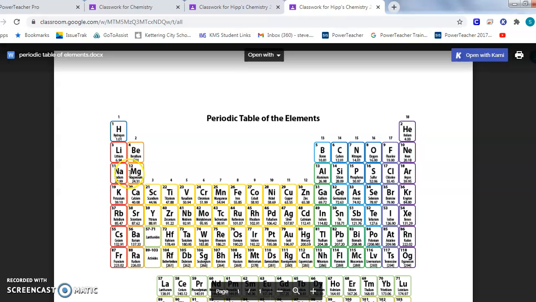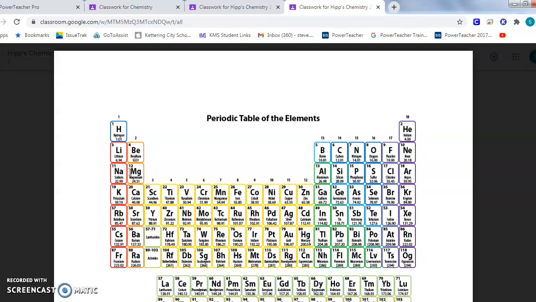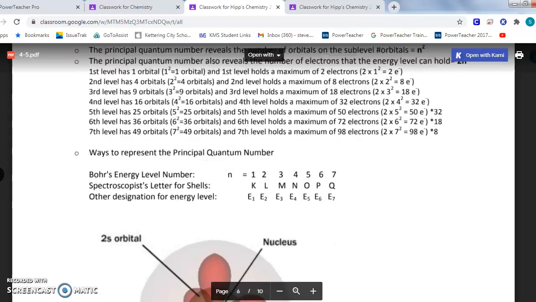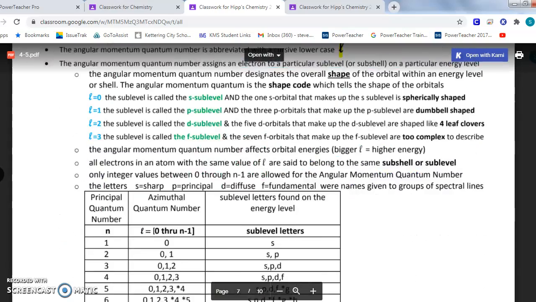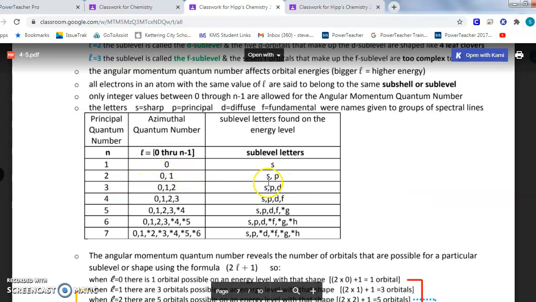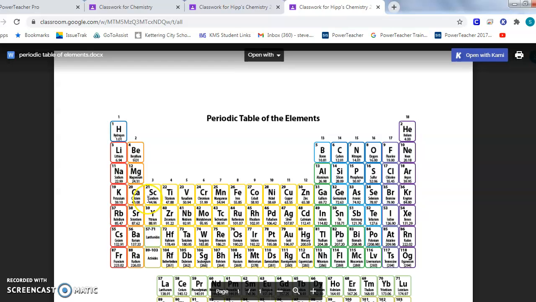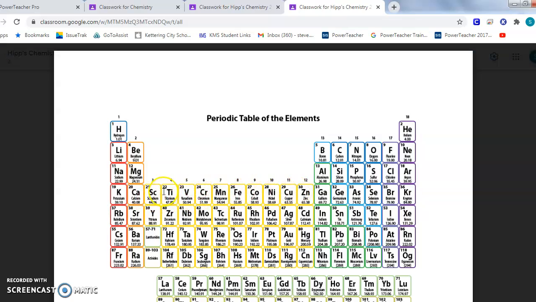Third level. Wait, we're missing 10 on the third level. Here's my first 10. Is this the 3d right here? Remember, the third level, if you recall, has an s, a p, and a d. This has to be the 3d, but why is the 3d being filled after the 4s?